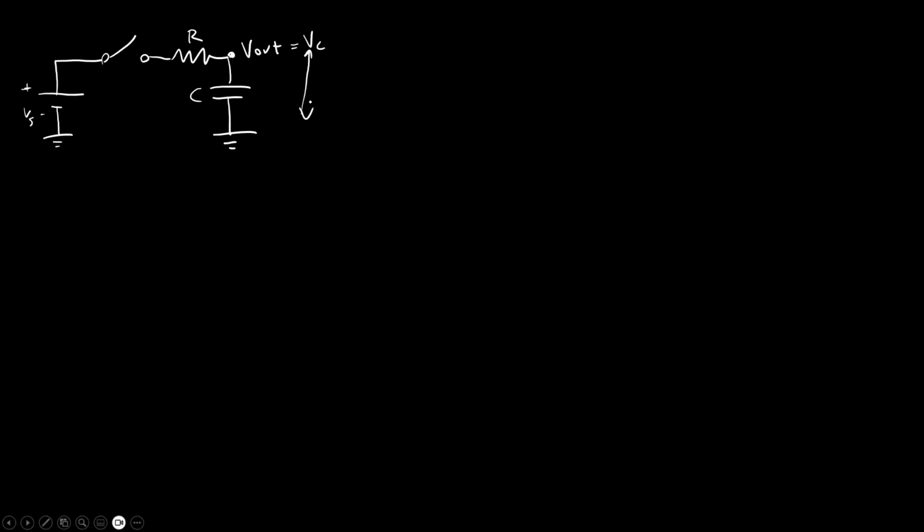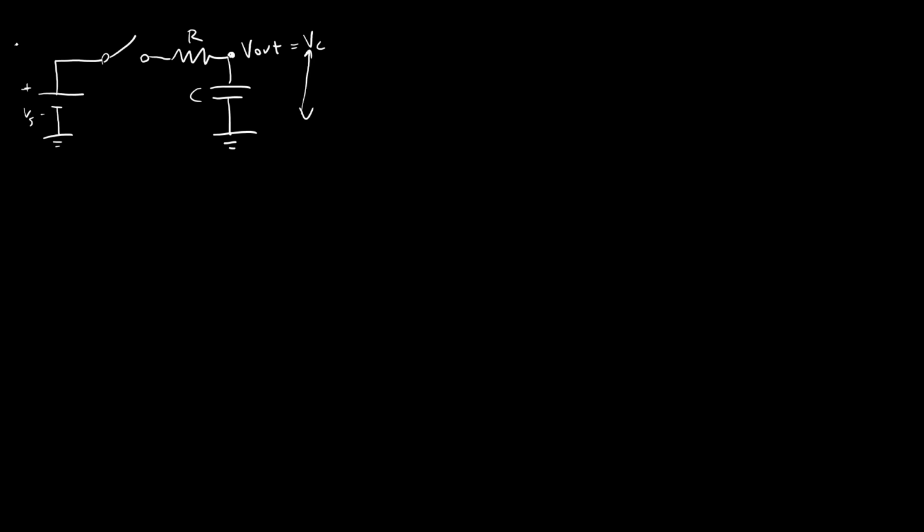Okay, so let's redraw the circuit, start over with things a little neater here. I'm going to draw it a little differently this time. We're going to have some voltage source, Vs, connected to an ideal switch, so we're not worried about bouncing or anything on the switch. Connected to my resistor R, my capacitor C, which is connected to ground, and we are going to measure Vout here in between the resistor and the capacitor, so that is equal to Vc, my voltage over the capacitor.